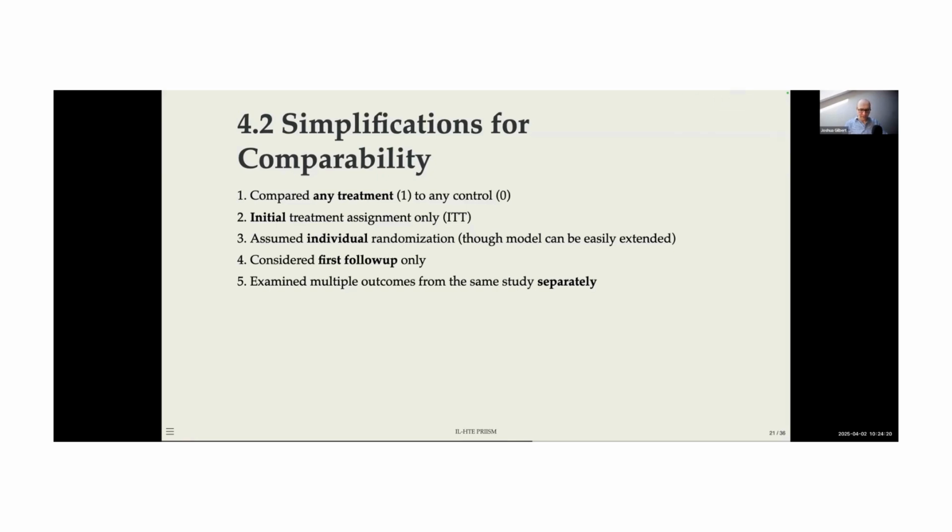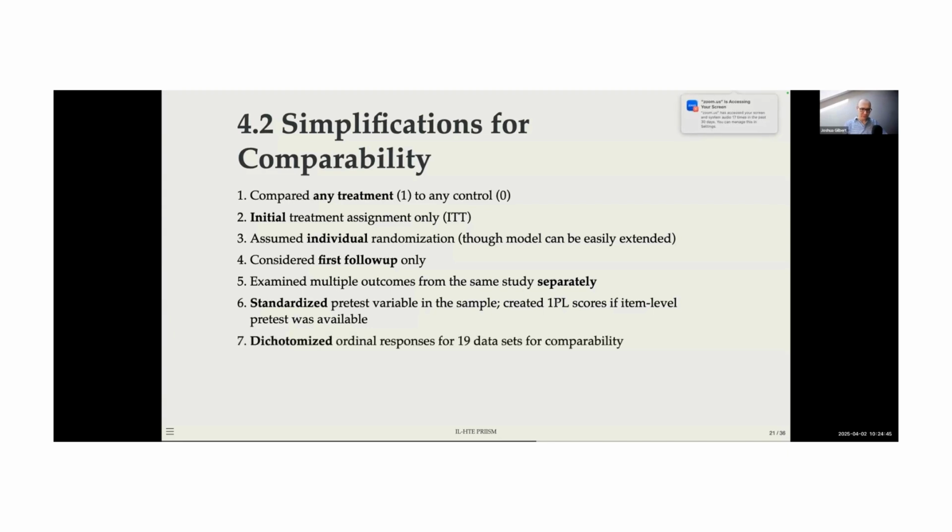For example, if I have a literacy intervention and I give you a vocabulary test, and then I give you a separate reading comprehension test, I'm considering those separately. And whatever this pretest variable is, I standardize it in the sample to mean 0, variance 1. And if I have item level data on the pretest, I created IRT-based scores to serve as a pretest.